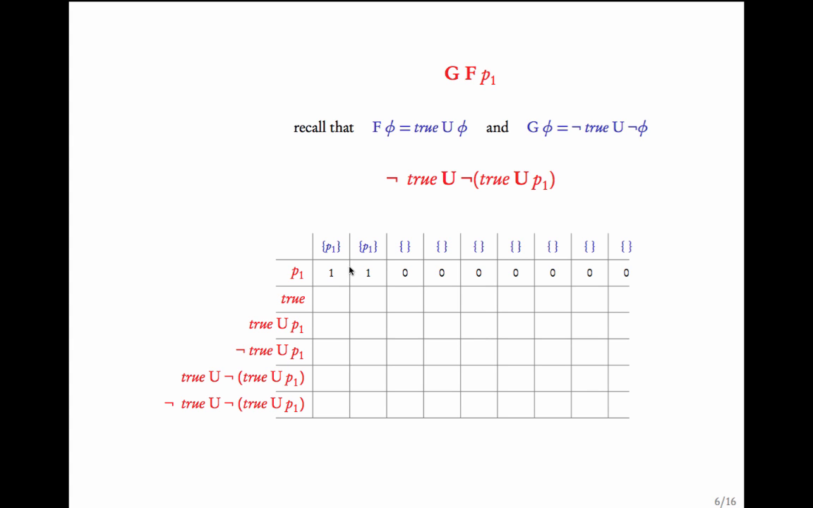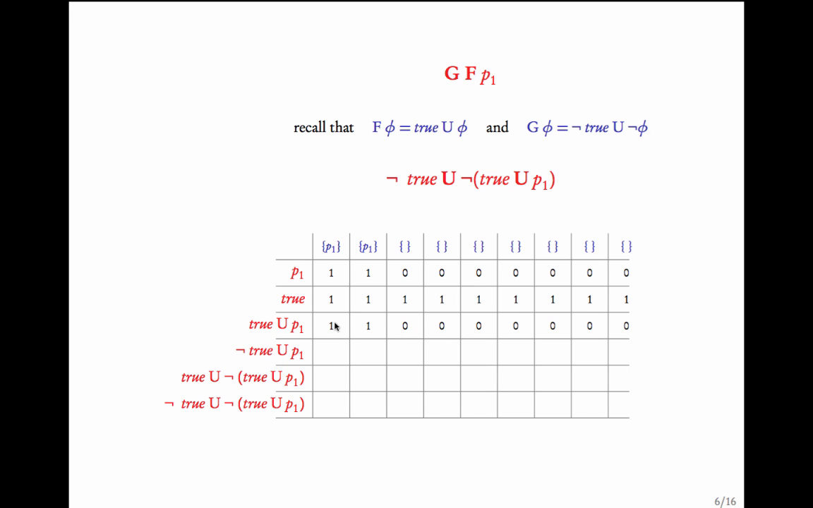Evaluating P1 gives us 1 and 1 here and everywhere else it's 0. True is always 1. What about true until P1? It is true here, it is true here and here it is 0. Because here P1 is true, here P1 is true and here you never reach P1, assuming that this is how the entire word is. So it's going to be 0 all over the place.